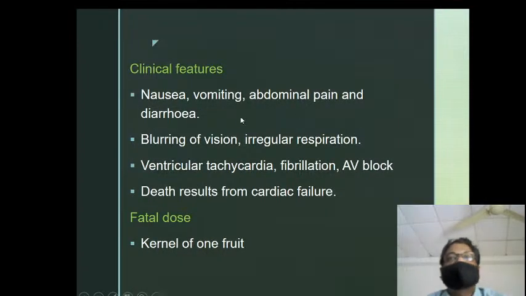Clinical features: if it is taken orally, it produces nausea, vomiting, abdominal pain and diarrhea. It can cause blurring of vision, respiration becomes irregular, and the individual develops tachycardia, ventricular tachycardia, fibrillation, and also AV block, resulting in cardiac failure. Most of the time death occurs from cardiac failure. Fatal dose: one fruit kernel is the fatal dose.